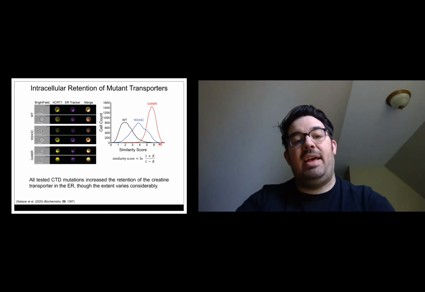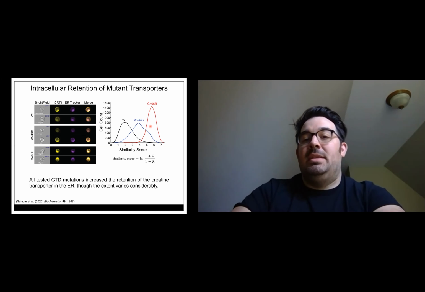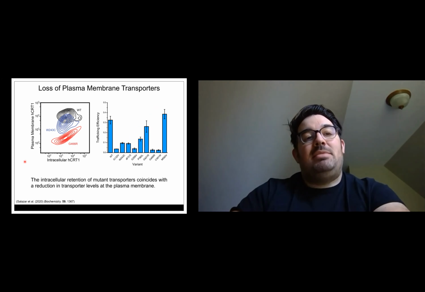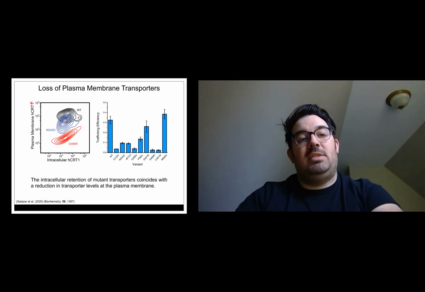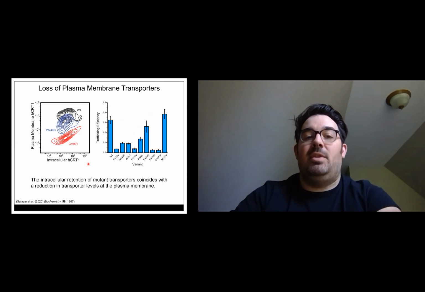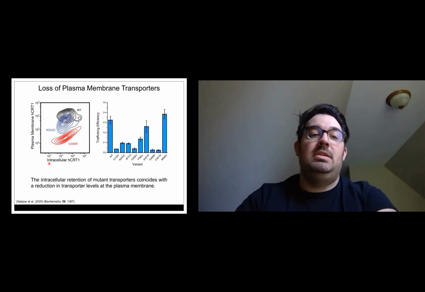So we did this for all 10 variants. And then to get another sort of quantitative number, we did another type of flow cytometry experiment where we stained the plasma membrane, the surface creatine transporter with one fluorescent antibody, and then we stained the intracellular creatine transporter that's stuck inside the cell with a different color.